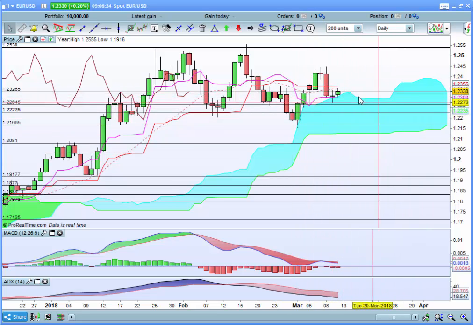So the top end of the cloud here is basically a support zone with these old highs as the resistance. So we're kind of range bound in trade.